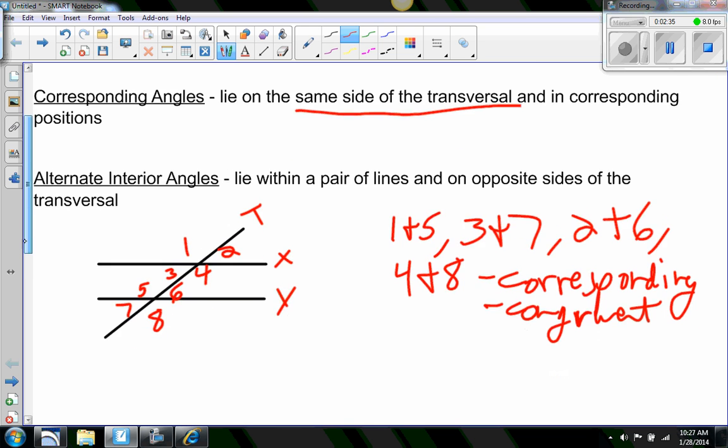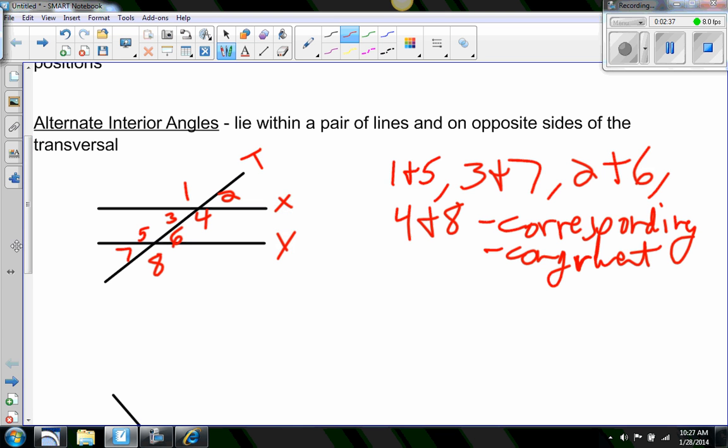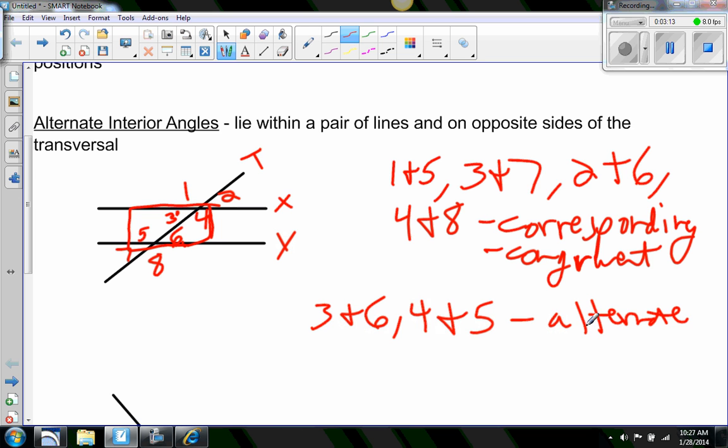So then we need to talk about alternate interior angles. Well, interior would suggest that it's inside, right? So these angles right here would be interior. So 3, 4, 5, and 6 would be interior. But if you look at what it says here, alternate angles lie within a pair of lines and on opposite sides of the transversal. So 3 and 6 would be alternate, opposite each other, right? 3 and 6, and then obviously the other two, which would be 4 and 5. They are alternate interior angles.